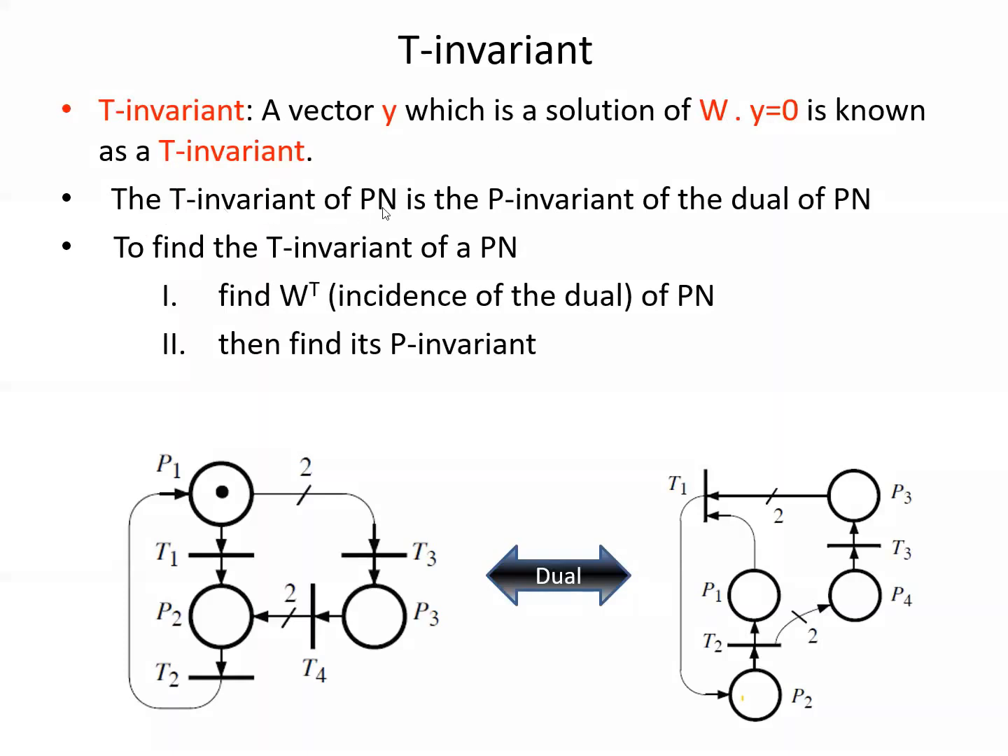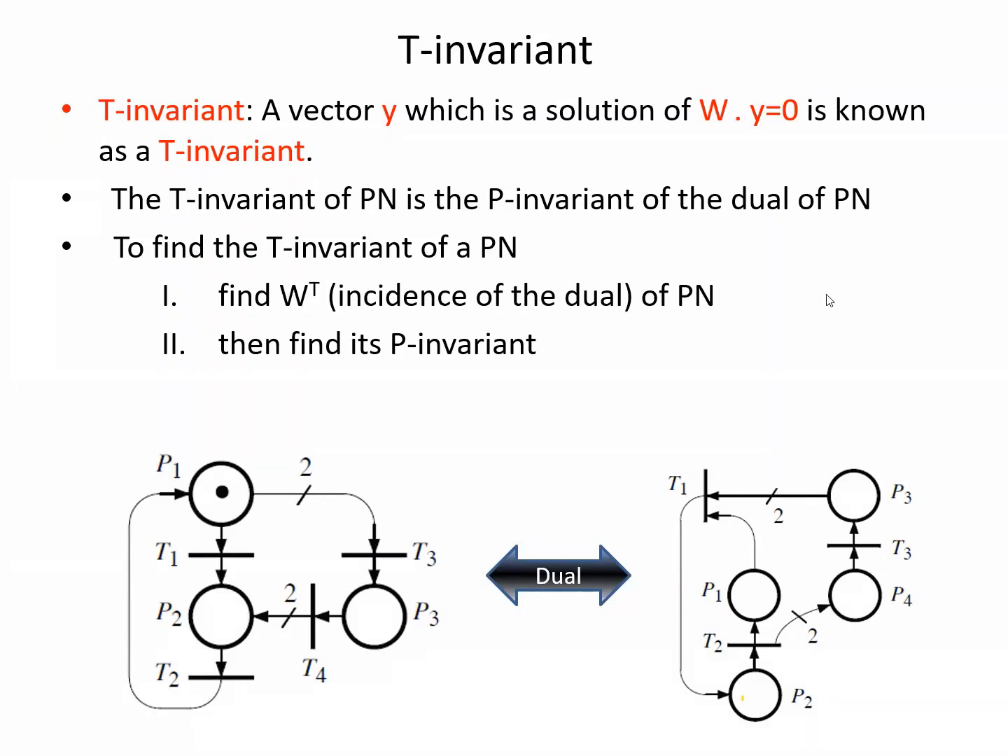Okay, the T invariant of a Petri net is the T invariant of the dual of the Petri net. Now this is a new property. So if you want to compute the T invariant of the Petri net, you just compute the P invariant of the dual of that Petri net. Now this is something new for you. What is the dual of a Petri net?